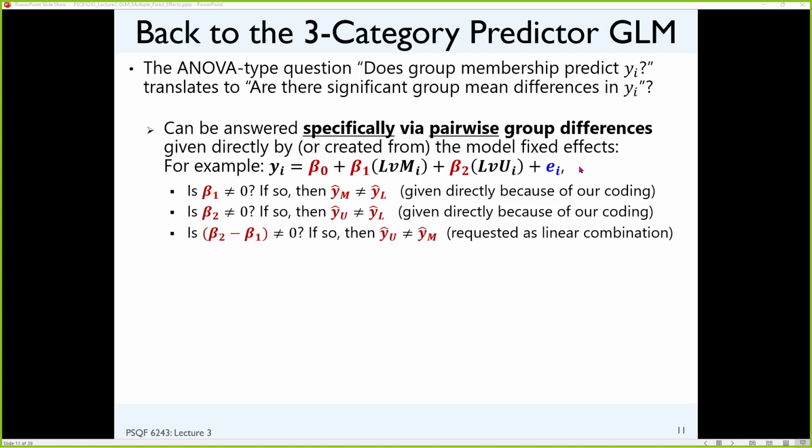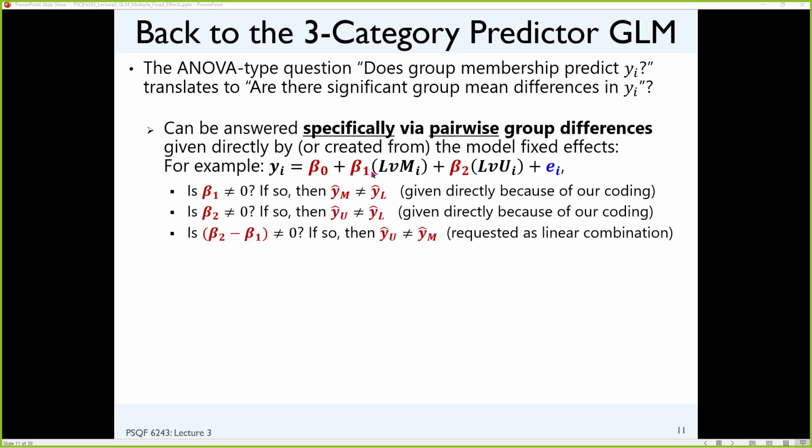So back to the 3-group example, because that's the one that I have syntax and output for. I'm on page 11 of the slides here. In this example, we had annual income predicted by self-reported working class, where people could choose low, middle, or upper. And for those 3 groups, I only need 2 slopes. So the model looked like this. Research questions that lend themselves to this type of analysis are: does group membership predict Y? Or are there significant group mean differences in Y?